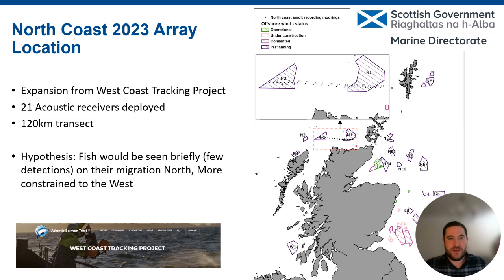So in 2023, we were able to expand on the West Coast Tracking Project, which is down here, which was run primarily by the Atlantic Salmon Trust and partners. They tagged over 1,000 smolts emigrating from many different West Coast rivers and some on the Outer Hebrides as well, with an aim to follow their migration going north.